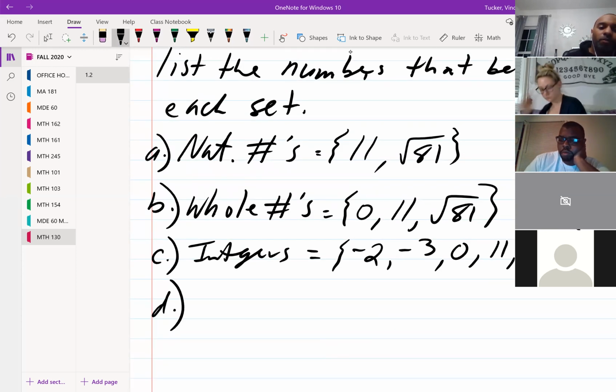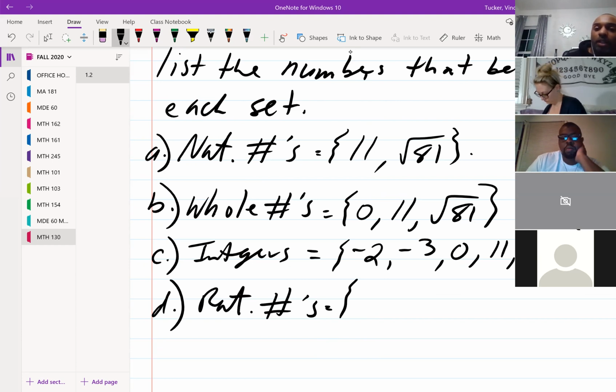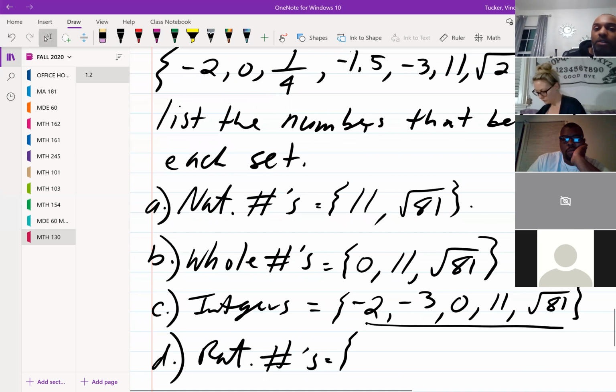D, we're looking at rational numbers. So your rational numbers are going to be all of these integers. Remember, you can cut back on how much you have to think about this. All your natural numbers are whole numbers. All of your whole numbers are integers. All of your integers are rational numbers. So you already know these are rational numbers. Now you need to look at your list and ask, is there anything else that needs to be added to that list?